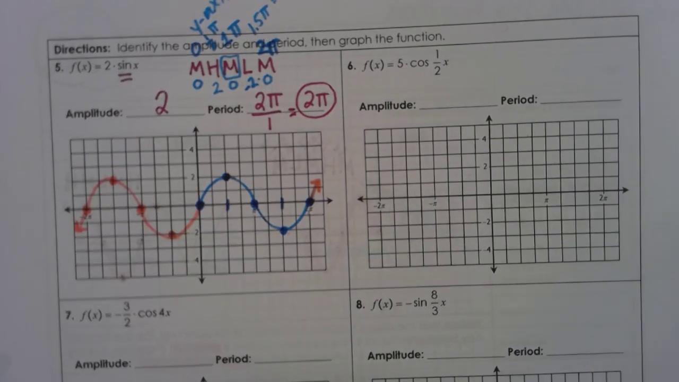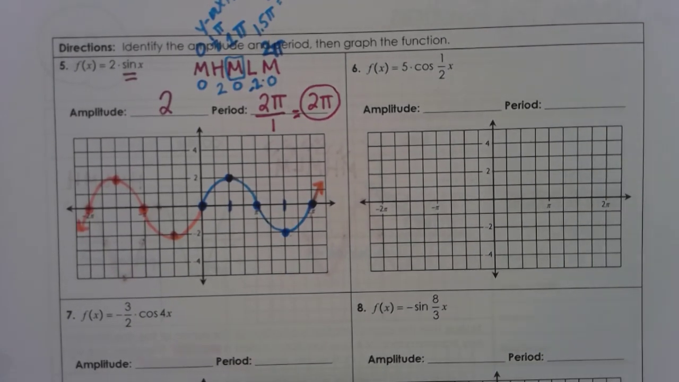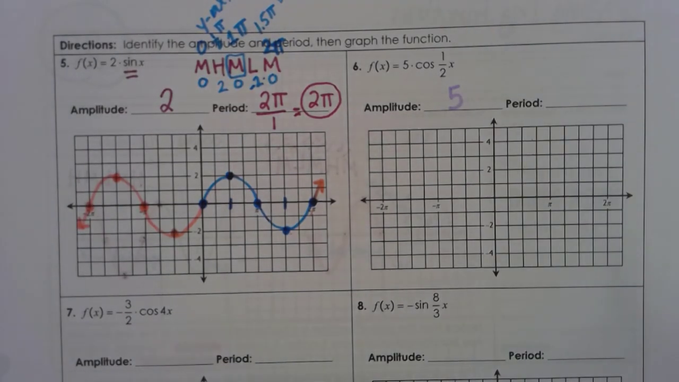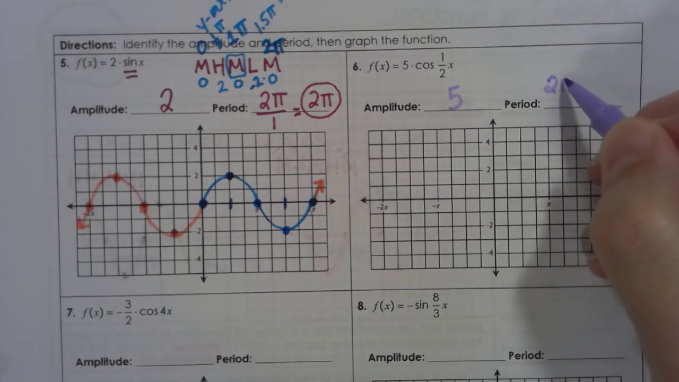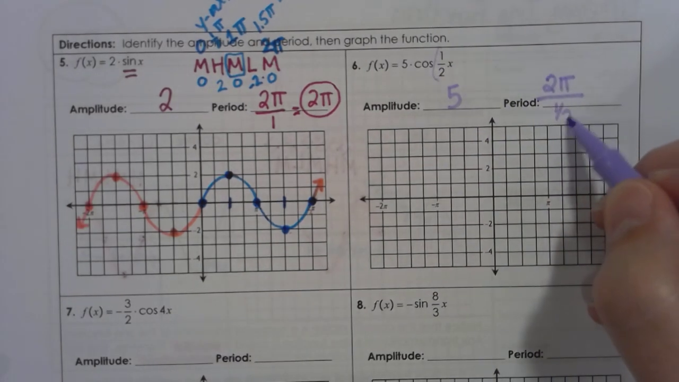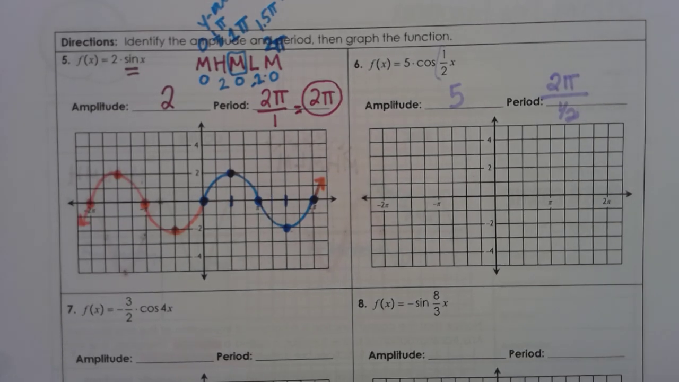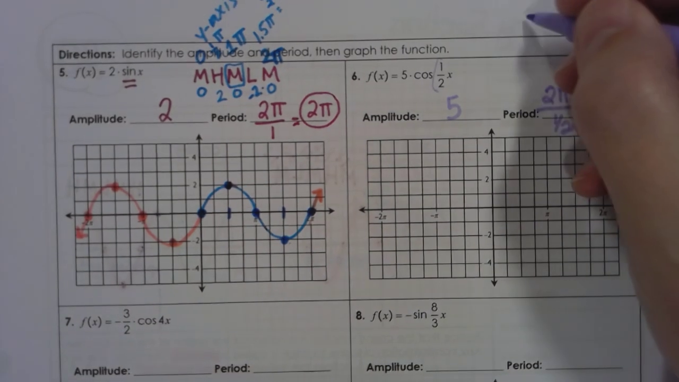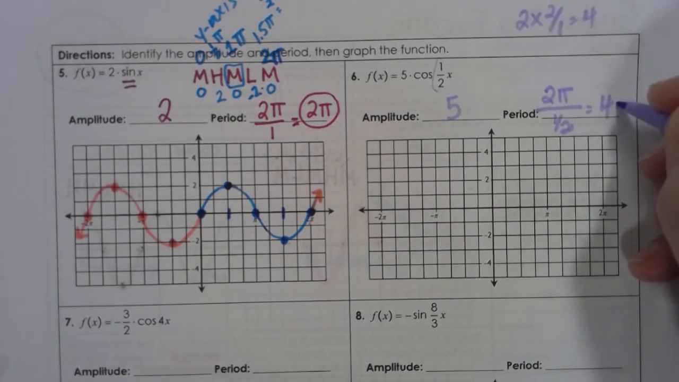All right, let's try number 6. Number 6 says 5 cosine 1/2 x. All right, so our amplitude is going to be 5. Our period starts with 2 pi, and we're going to divide it by 1/2. So if you have 2 cookies and you break them into halves, how many new pieces do you have? You have 4 pieces, or you can do 2 times 2 over 1. So this is going to be 4 pi.